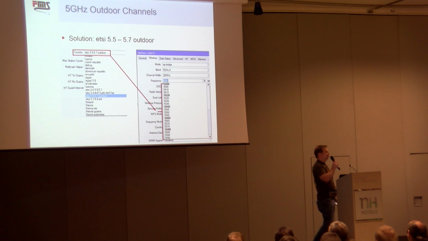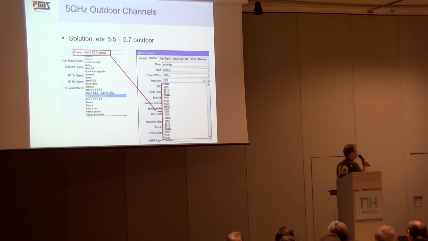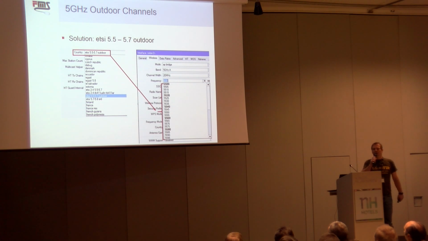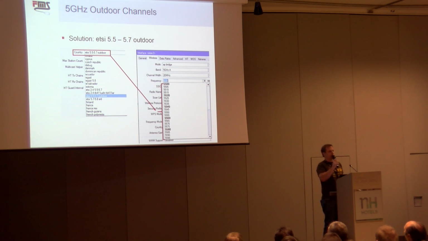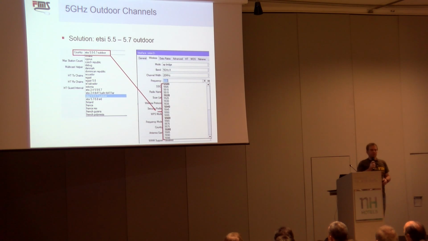Luckily, there's a very easy solution for that one, as MikroTik did make up a special country code. It's called ETSI 5.5 to 5.7 outdoors. And you just go ahead and set that country code, not your personal one, not let's say Italy or Germany or whatever, but you set that one, and CAPS Manager will be limited to the outdoor frequency range starting at 5,500 megahertz as a central channel. So no need to worry for outdoor installations.